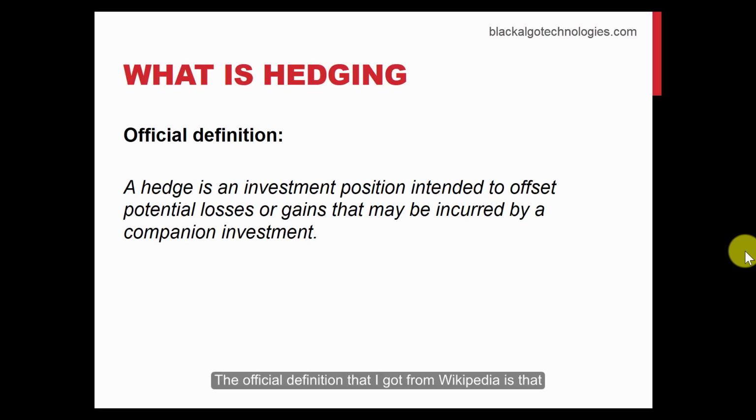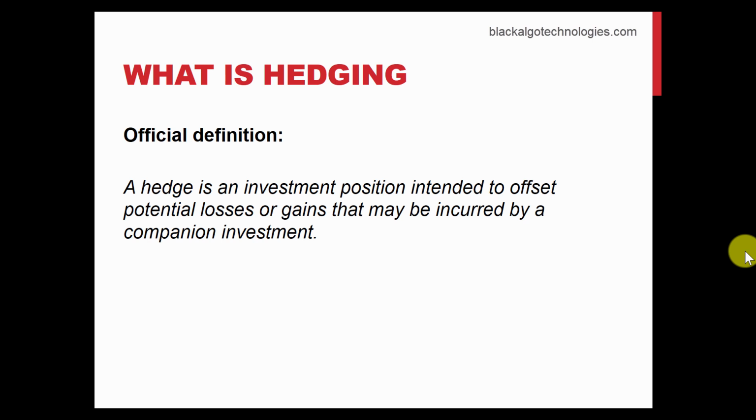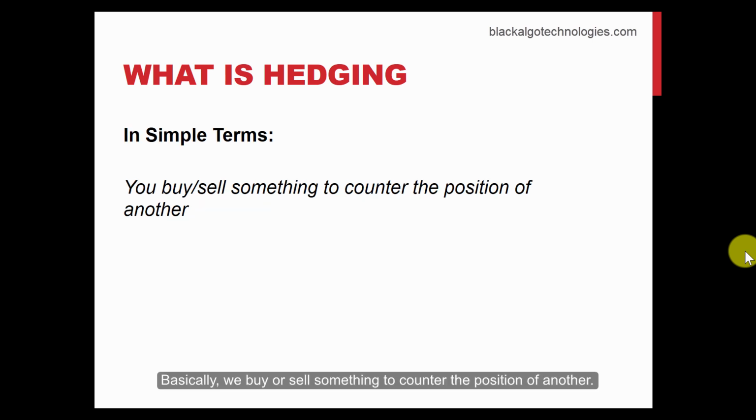Okay, so the official definition I got from Wikipedia is a hedge is an investment position to offset potential losses and gains by a companion investment. Take a second to try to understand that. If I were to break it down in simpler terms, basically we buy or sell something to counter the position of another trade, another asset, another product.